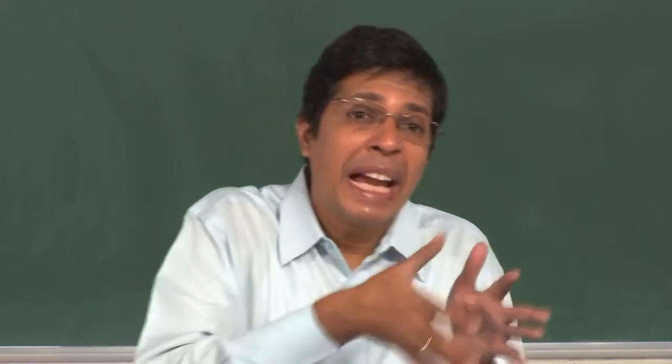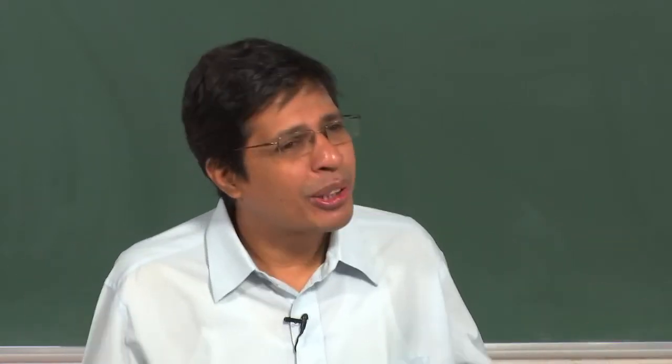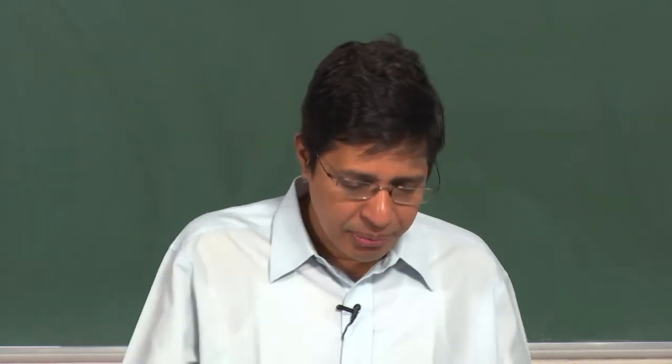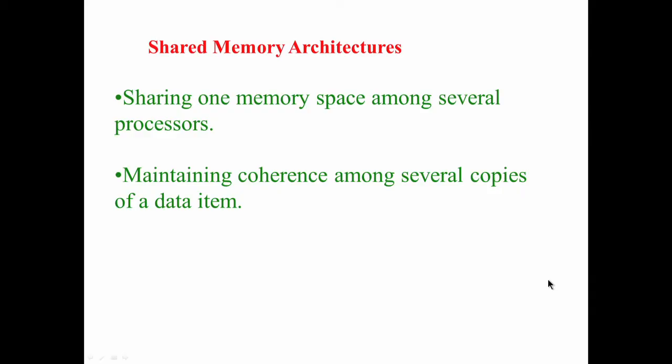Okay. So now, like how I had a sequential model of computation, I will now have a parallel model of computation. Okay. So I think whatever I have told now is just basically summarized in this slide. Let me just read it out. Sharing one memory space among several processors is what we mean by a shared memory architecture. And the most important thing is that I need to maintain coherence among several copies of a data item.